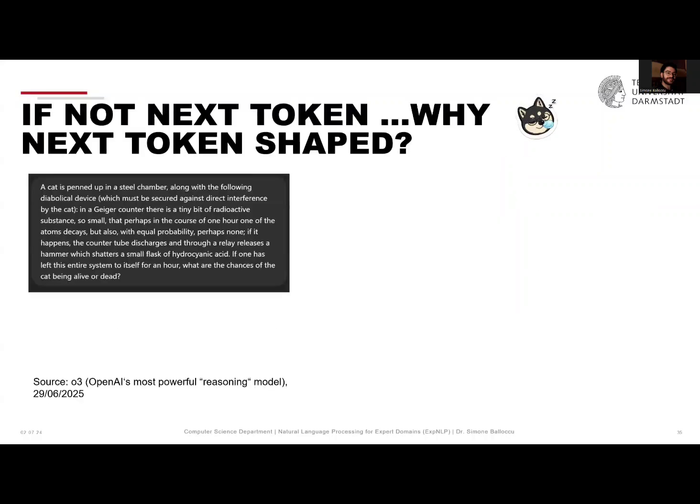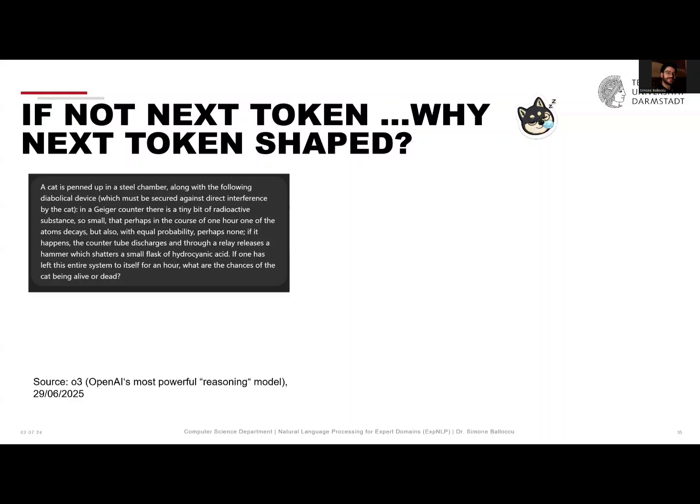But I'm going to show you this by an actual example. So consider the Schrodinger's cat problem. The Schrodinger's cat problem, if you don't know, is this problem where you have a cat in a steel chamber, and the cat is together with a diabolical device, a Geiger counter, where basically there is some radioactive substance. In an hour, the atom could decay and cause the cat to die, or it could not. Basically, there's equal probability. So if you leave this system closed, like the cat in the box with this device for an hour, what are the chances that the cat is alive or dead?